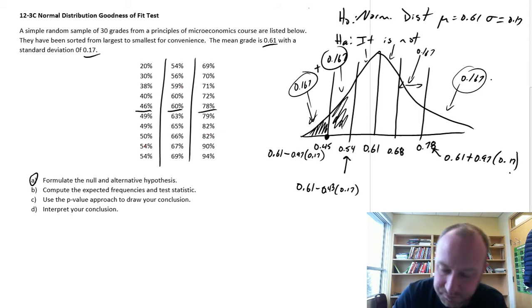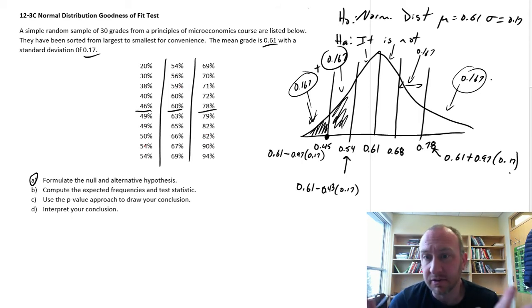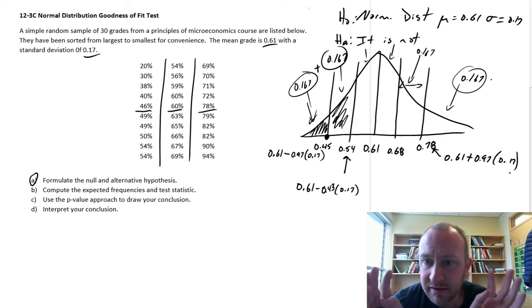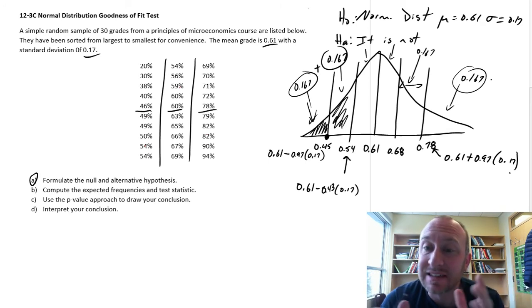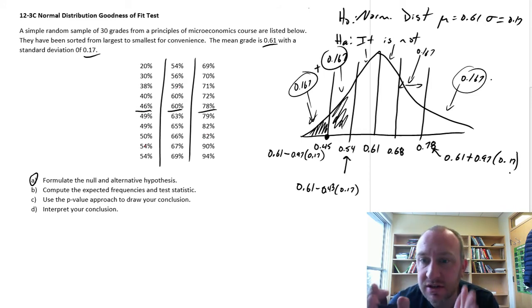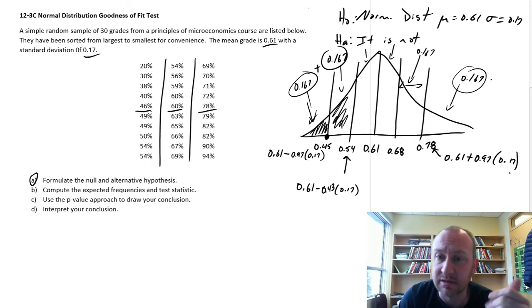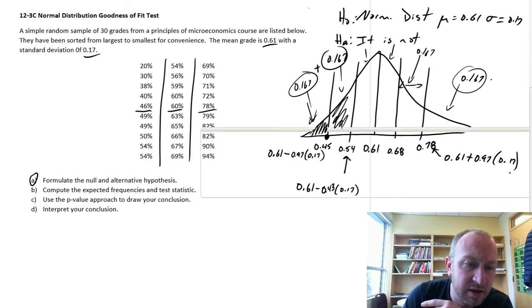Okay, so now we have all of our values for our probability interval. So what this means is that if the null hypothesis is true, we would expect to have 5 observations fall within each of these 6 intervals. Okay, so let's see what we come up with.